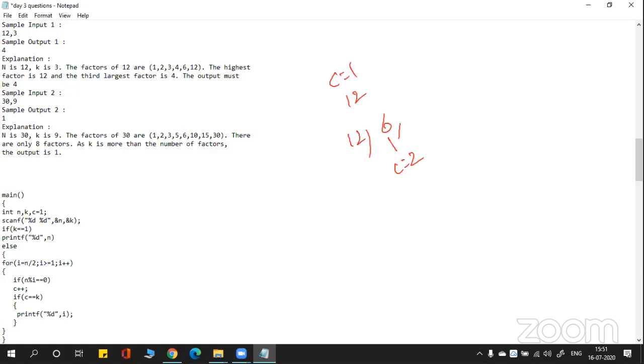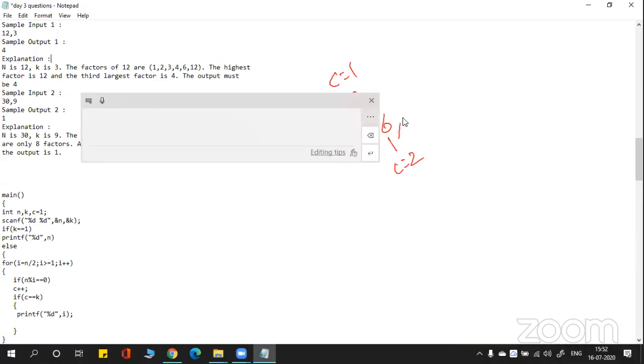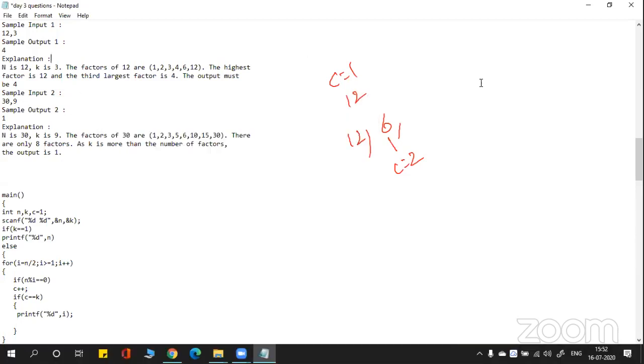So after getting a number, actually you need not do all the iterations, right? For example, if k is equal to 2, after finding this 2, you need not find 4, 3, 2, 1. You need not run the loop until 1. So what can we do exactly? We can print and break.